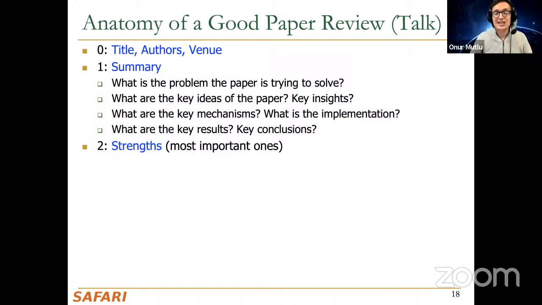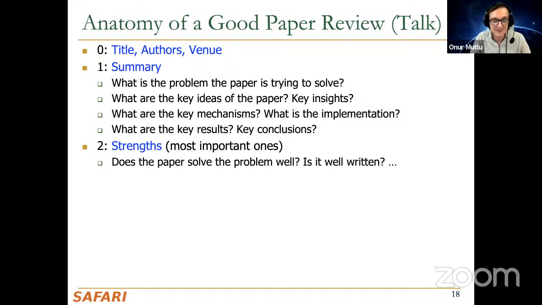You first talk about strengths. What are the most important parts? And every paper has a strength, even though it may be a terrible paper. It still has a strength somehow. And I would encourage people to find strengths.